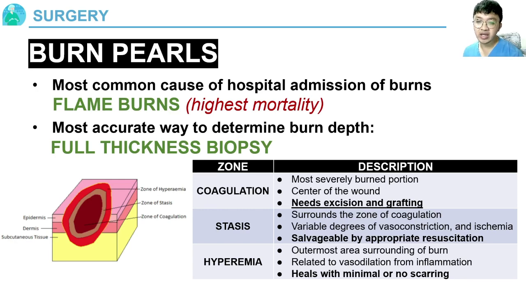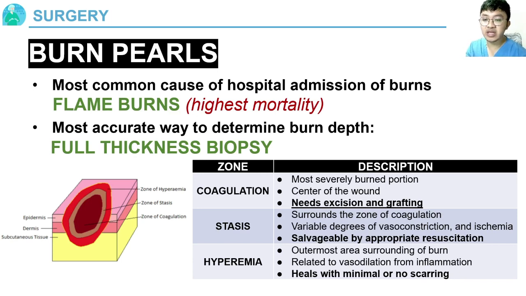So the zone of coagulation is the most severely burned portion. It's found in the center of the wound, and it usually needs excision and grafting. For hyperemia, let's go straight to hyperemia. It's found in the outermost area of the burn, and it's due to vasodilation, which is compensatory to allow your blood, your inflammatory cytokines, your inflammatory mediators, your inflammatory cells to go into the site of injury. So it heals with minimal or no scarring.